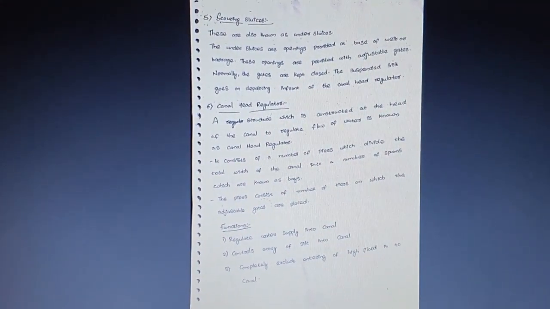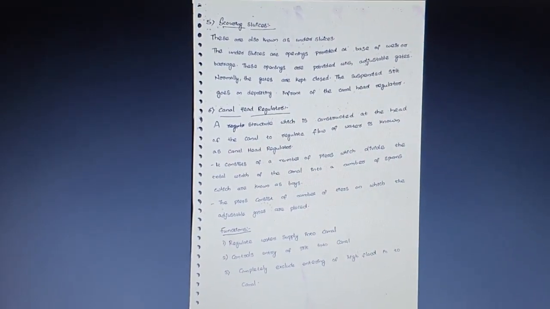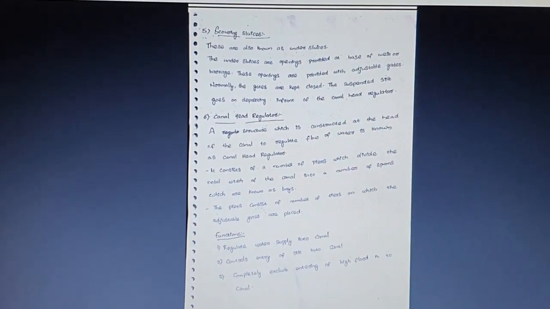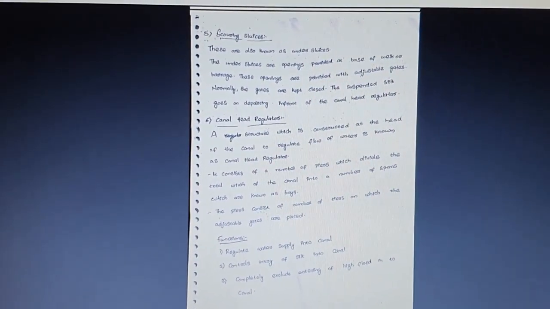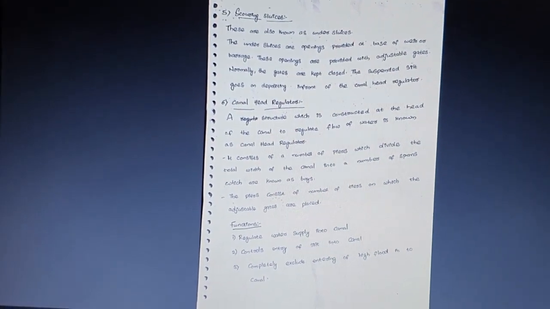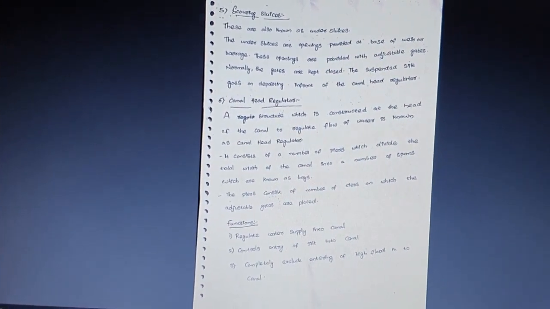So what is a canal head regulator? A regulator's purpose is to control or regulate the flow of water, either entering from the river to the canal or from a reservoir to the canal structure. So the canal head regulator is the structure that controls the flow. So what are the functions of the canal head regulator?